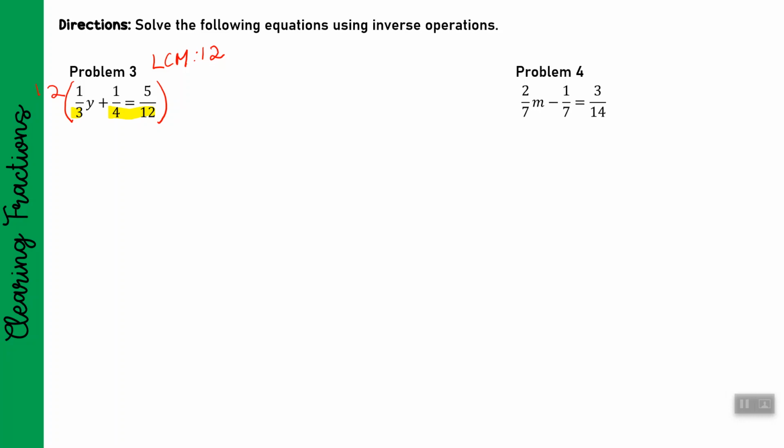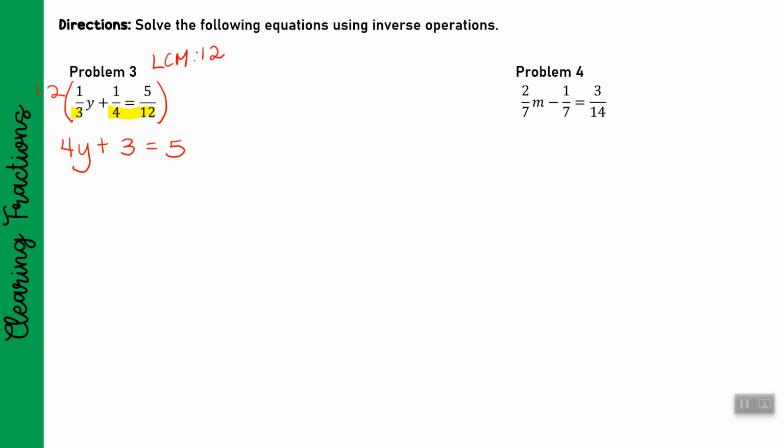So 12 times 1 is 12. Divide by 3, so 12 divided by 3, I get 4y. Carry down my addition sign. 12 times 1 is 12, divided by 4 is 3. Carry down my equal sign. 12 times 5 is 60, divided back by 12, I'm left with 5. Now this looks like a nice simple two-step equation. All I did to get there was find my least common denominator, distribute it to all of my terms, and simplify.